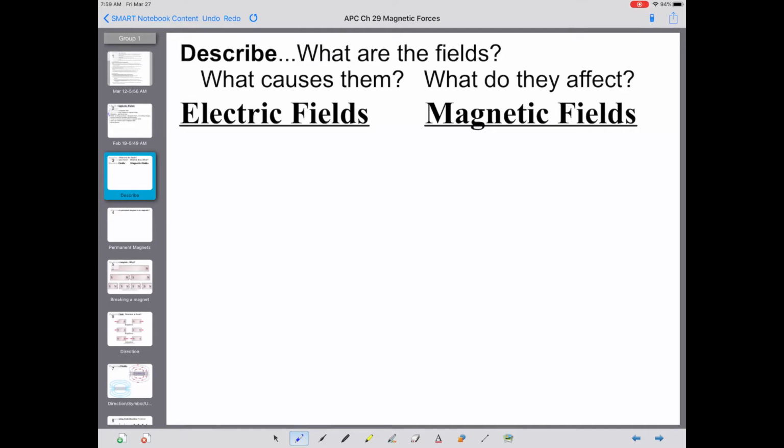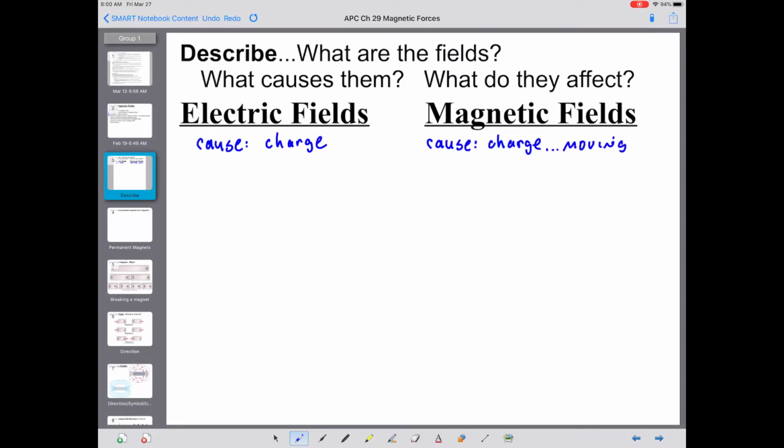We've talked a lot about electric fields. So let's relate it to electric fields. The cause of an electric field: a charge. As long as you have a charged object, it will attract and repel other charged objects. Now, magnetic fields, a little bit different. In order to have a magnetic field, you need a charge, but that charge must be moving.